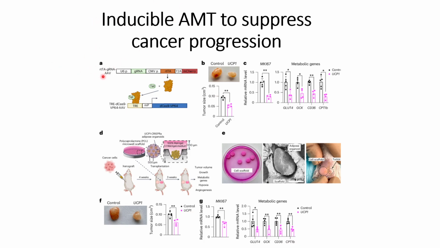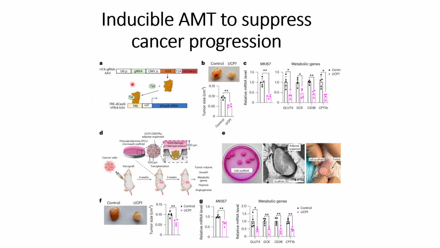So they designed this RTTA guide RNAs using AAV, where they put this RTTA, the reverse tetracycline transactivator here, and they have this TRE, which is also placed just before this DCAS9 VP64 promoter, and this is called the TRE DCAS9 VP64 AAV.